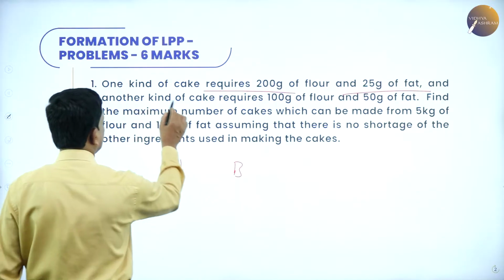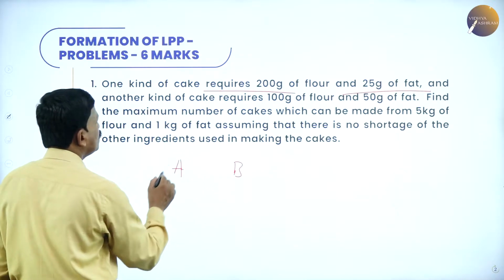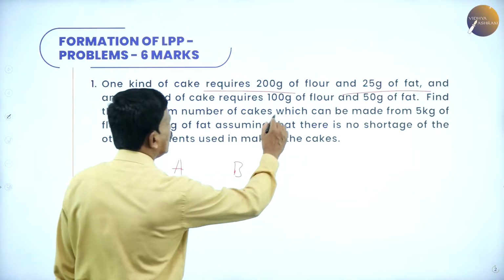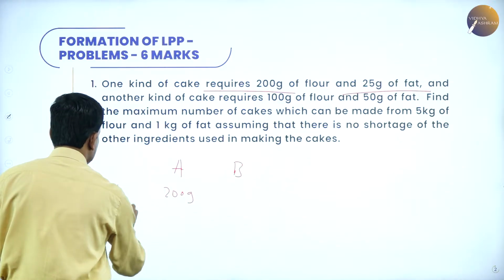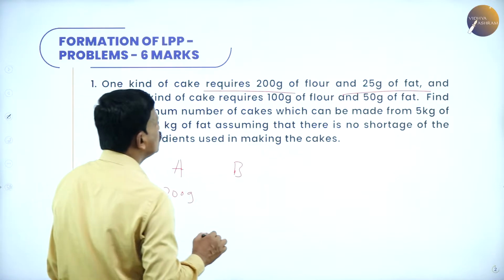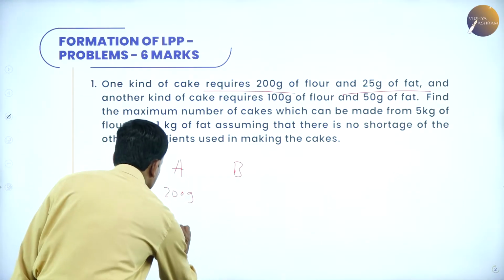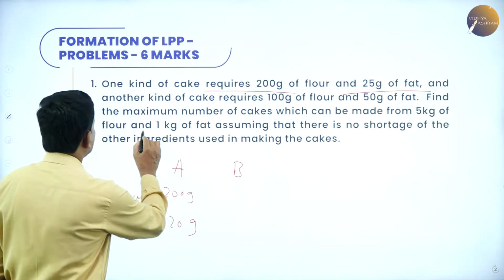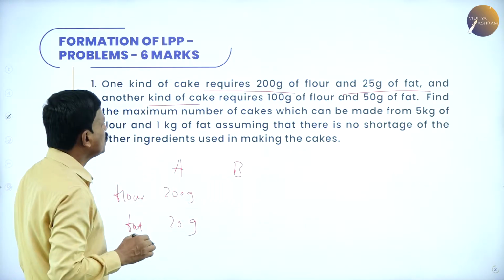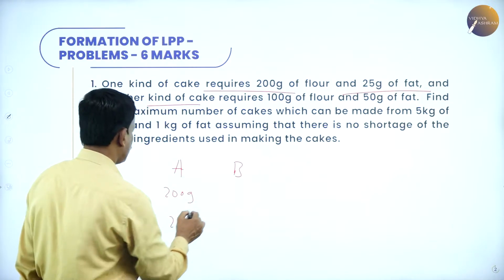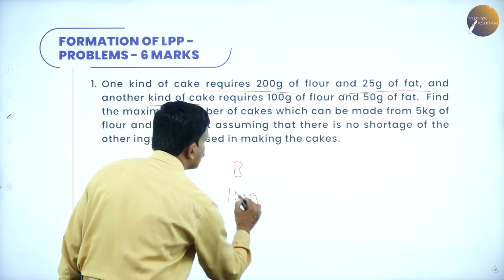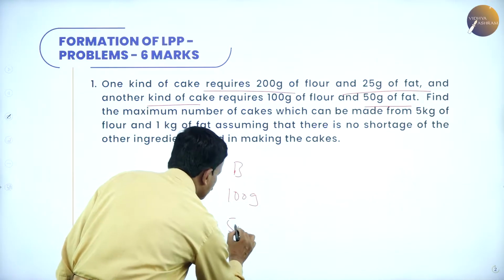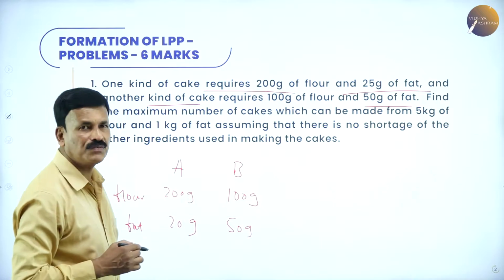So here one kind, say A, requires 200 grams of flour, and 20 grams of fat. And another kind, the second kind, say B, requires 100 grams of flour and 50 grams of fat. So the fat for the second type is 50 grams.